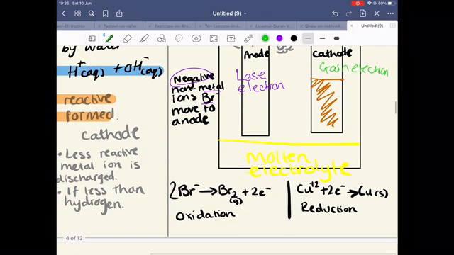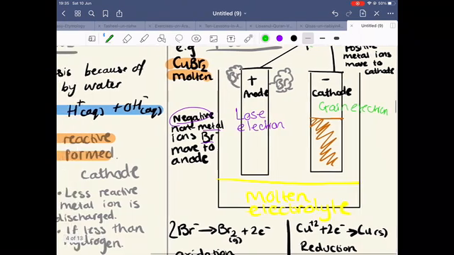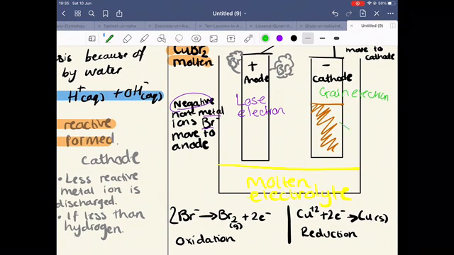And at the cathode, because it's negative, our positive metal ions move to the cathode and gain electrons and form the metal atom at the cathode. So a metal forms at the cathode, and a non-metal gas, for example bromine, forms at the anode.